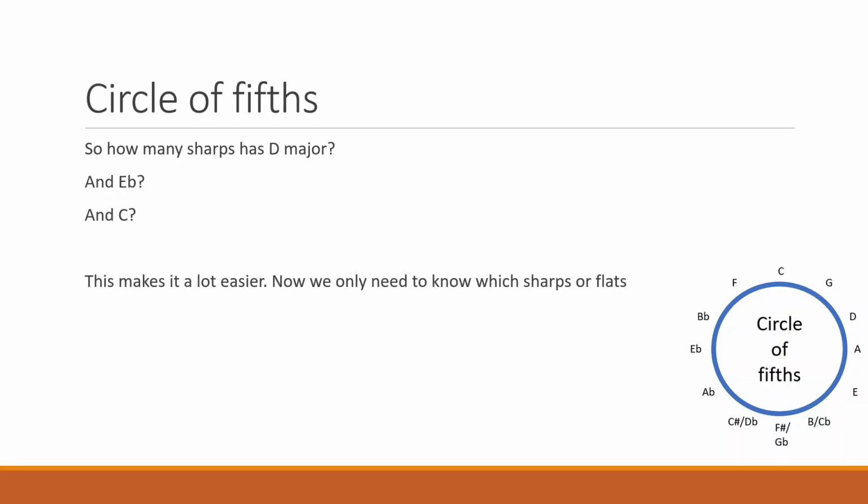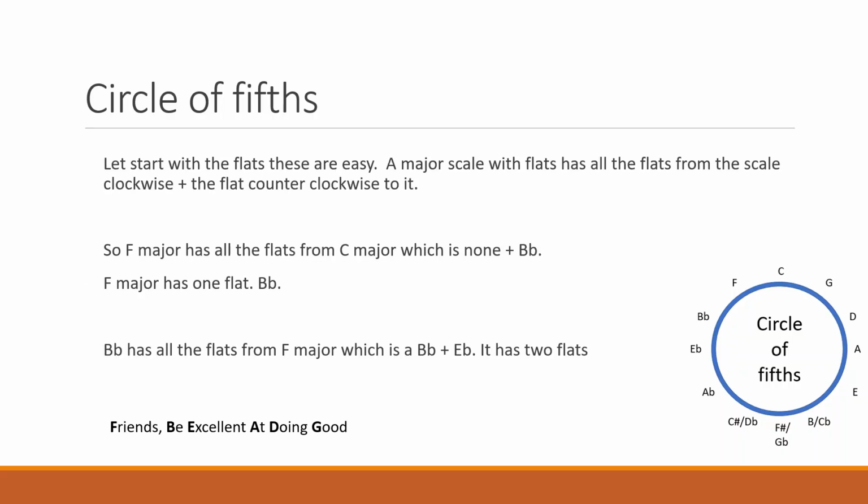Oh, this makes it so much easier, but now we only need to know which flats or which sharps. So let's first look at the flats, because the flats are quite easy. A major scale with flats has all the flats from the scale clockwise plus 1 extra. So F major has the same flats as C, which is none, plus 1 extra: B flat.